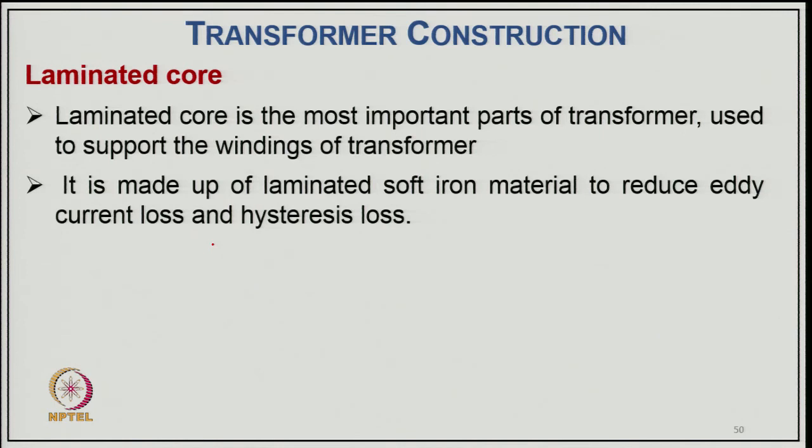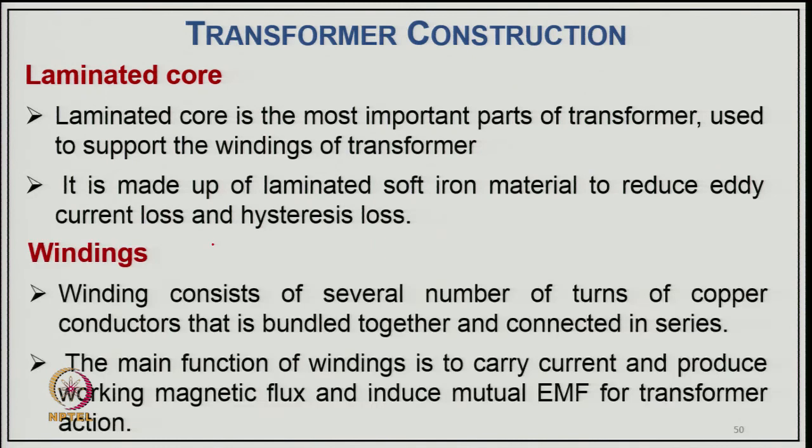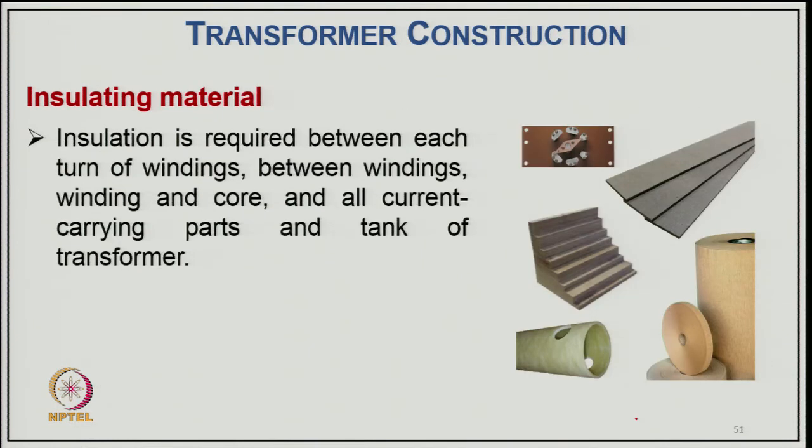So, you can call out what the laminated core consists of. The laminated core is the most important part of the transformer, used to support the winding of a transformer, and it is made of laminated soft iron material to reduce the eddy current loss and hysteresis loss, eddy current loss especially. And the windings consist of several turns of copper conductor or maybe aluminum conductor that are bundled together and connected in series, and the main function of windings is to carry the current and produce the working magnetic field and induce the mutual EMF of the transformer action.